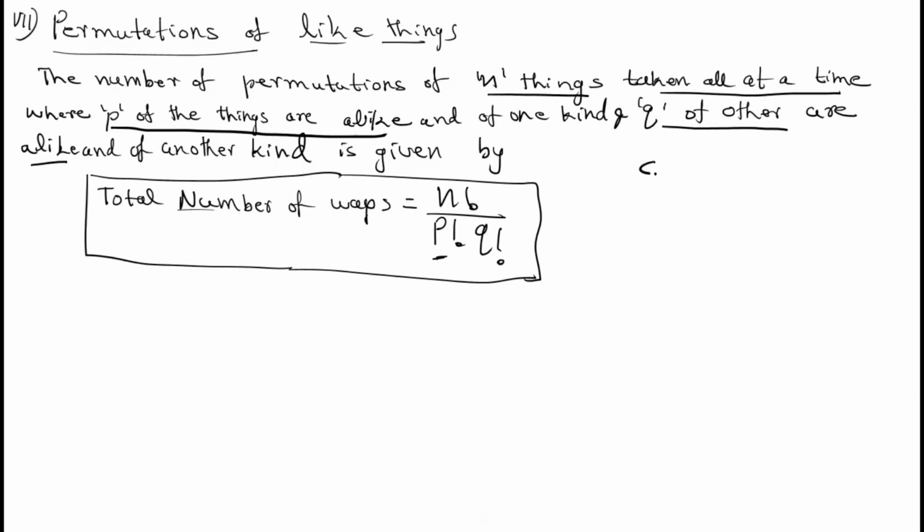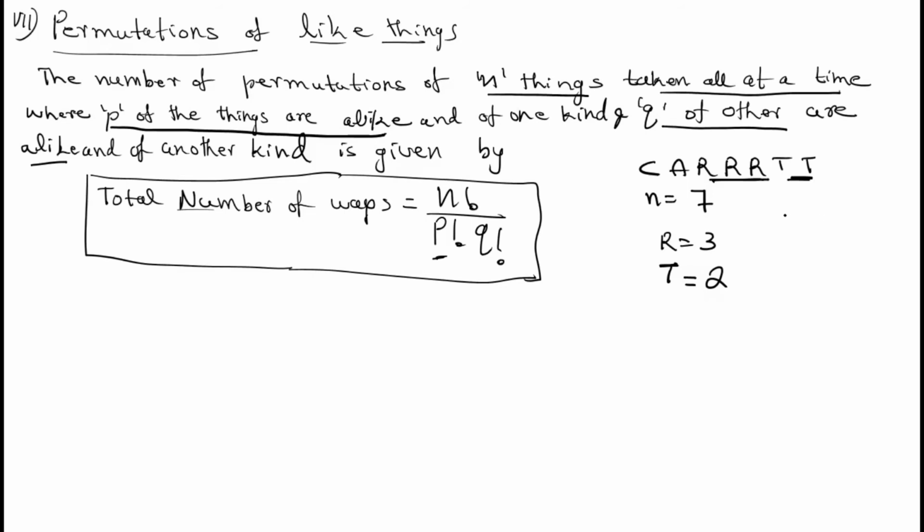For example, see, take CARRRTT. How many objects are there? 1, 2, 3, 4, 5, 6, 7 objects are there. But we can see here one kind, that is R. How many times is R there? 3 times R is there. That is the meaning of p of the things are alike and of one kind. Here one kind means letter R. How many times is that R there? 3 times. Another kind, that is T. How many times is T there? 2 times T is there.